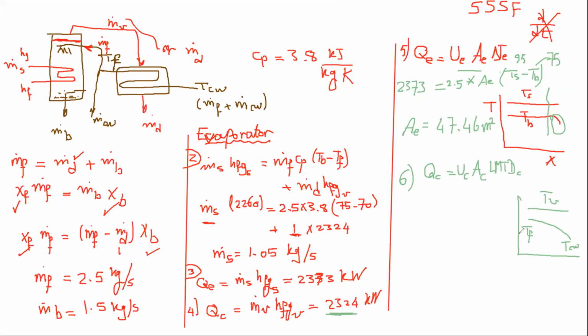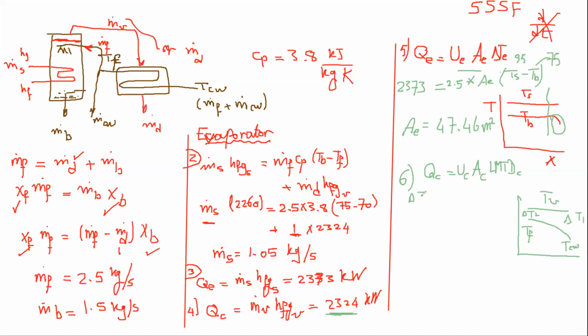So the seawater temperature is going to change. So the average temperature difference is going to be the log mean temperature difference. The temperature difference we have on this side is delta T1. The temperature difference here is delta T2.